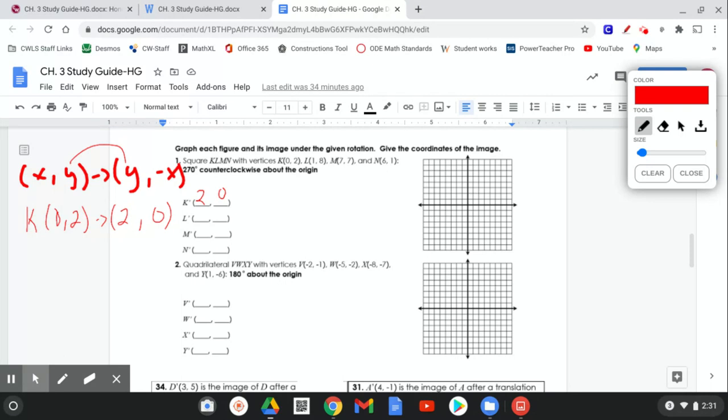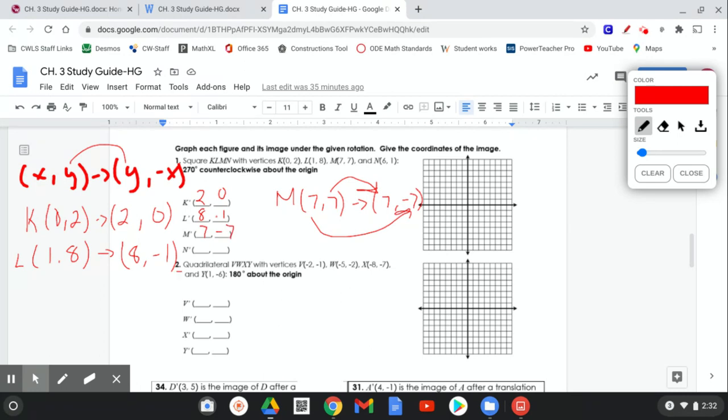All right. We move on to L at (1, 8). We're going to change that. We'll put that y coordinate first. That x coordinate comes second, and we change the sign to -1. So for L prime, it's going to be (8, -1). And then if we do M at (7, 7), we move that 7 right here, and we change the sign of this 7 to -7. So it's going to be (7, -7). Okay, guys.